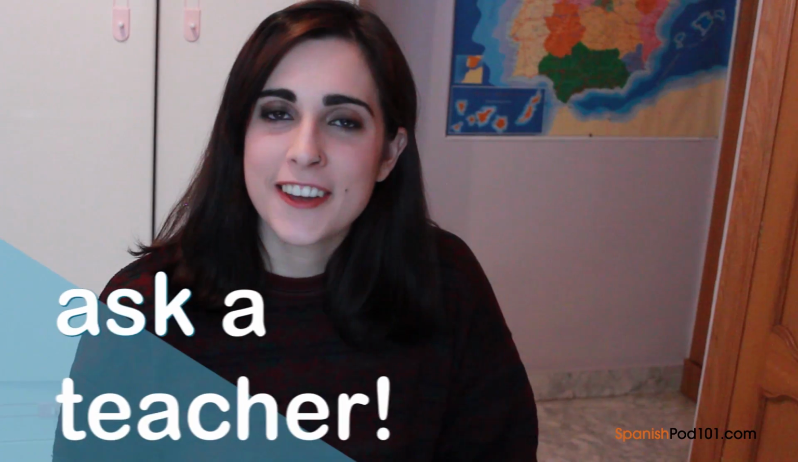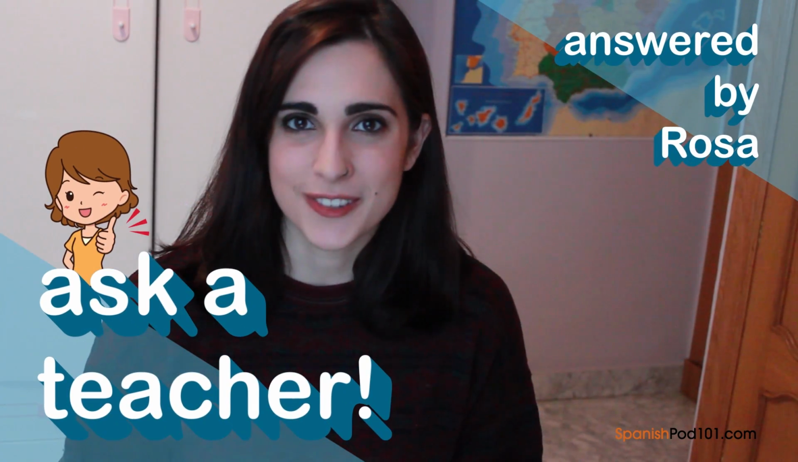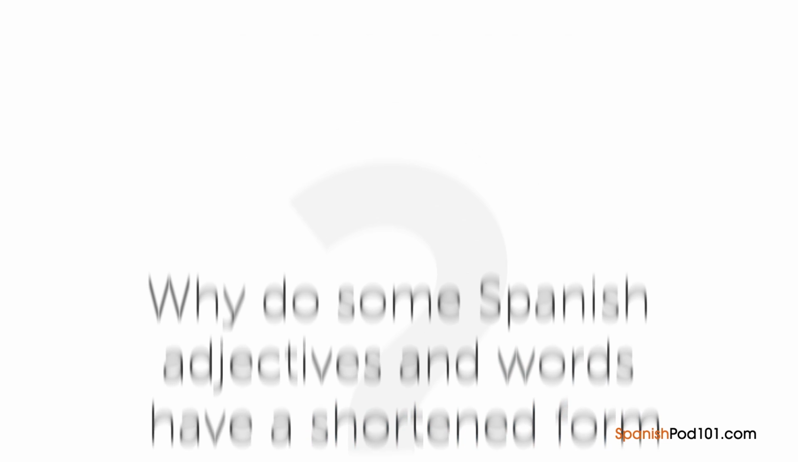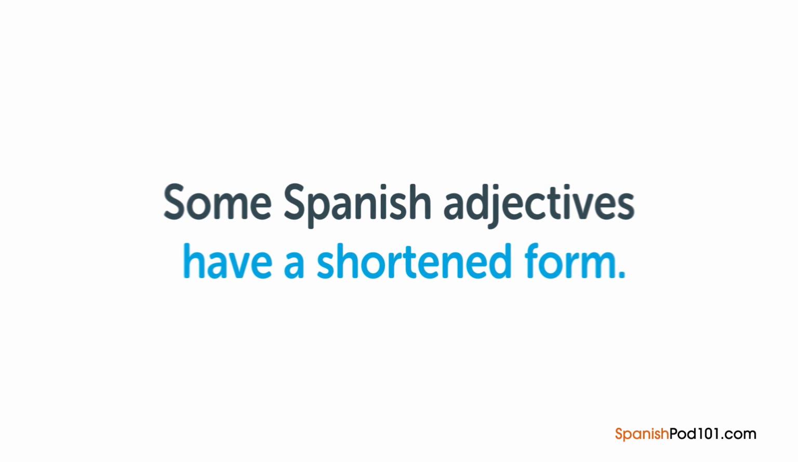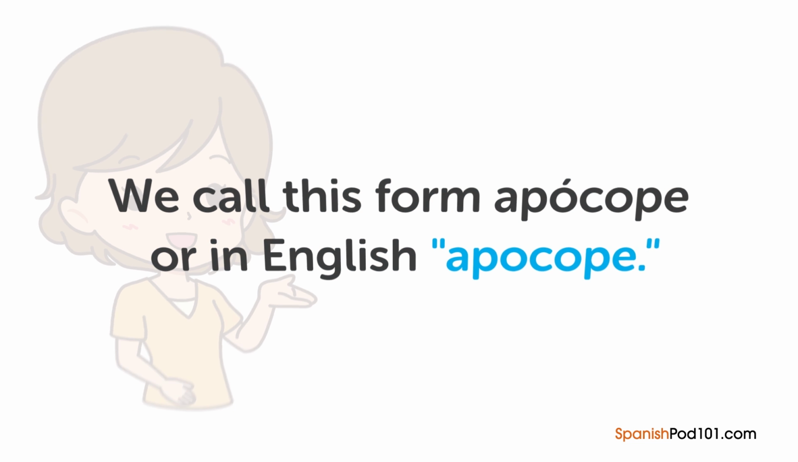Hi everybody, Rosa here, welcome to As a Teacher, where I'll answer some of your most common Spanish questions. The question for this lesson is: why do some Spanish adjectives and words have a shortened form? Some Spanish adjectives have a shortened form. We call this form apócope, or in English, apocope.